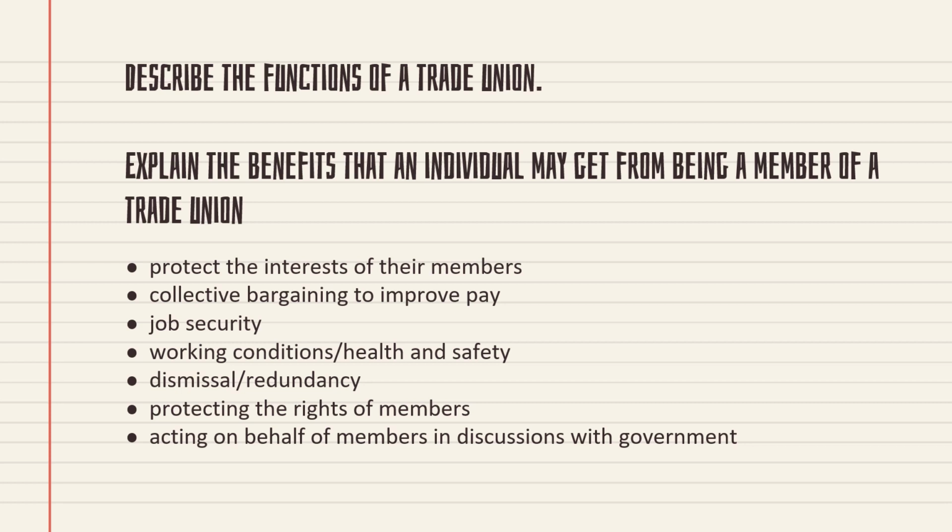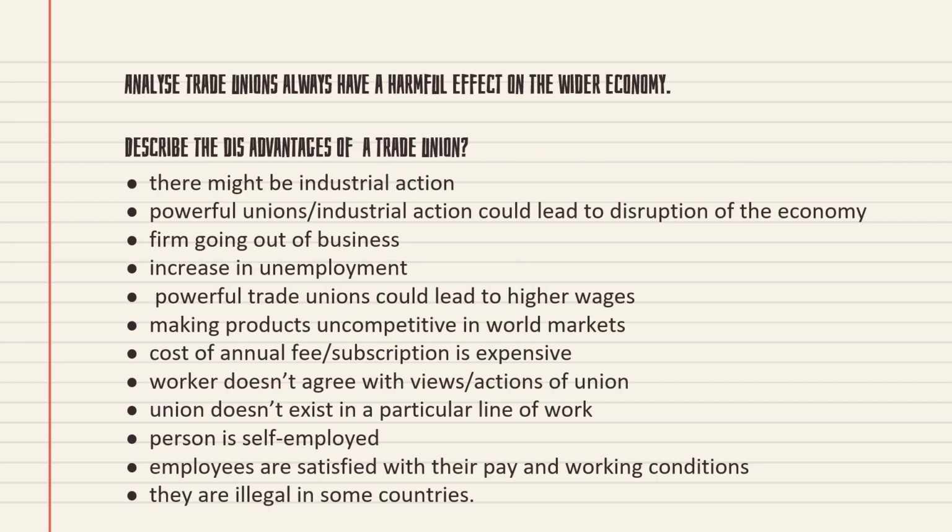So this is, I think, nothing to explain. You have to describe, which means you have to explain each function, what you mean by that. Don't write these kinds of point forms. Okay. Another way they ask about trade union is: analyze whether trade union always has a harmful effect on the wider economy, or describe the disadvantages of trade union.